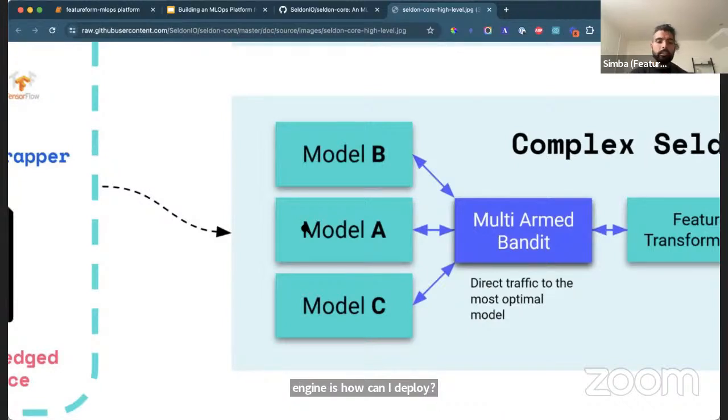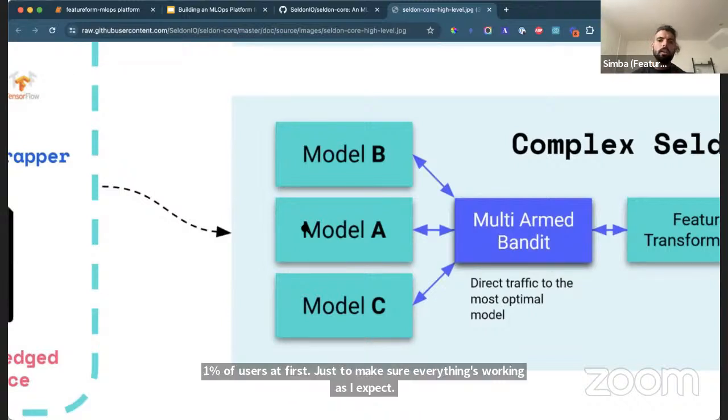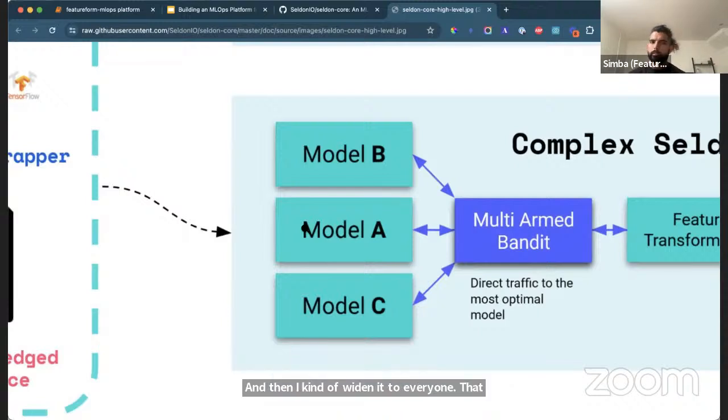Now, in practice, I'm going to be iterating a lot. I might be deploying different versions of models. I might be doing things where I do a canary test. I have a model in production, but I want to deploy a new version of the model. Now, for risk mitigation, I might only run that model on 1% of users at first, just to make sure that everything's working as I expect. And then I kind of widen it to everyone. That becomes the orchestration piece.